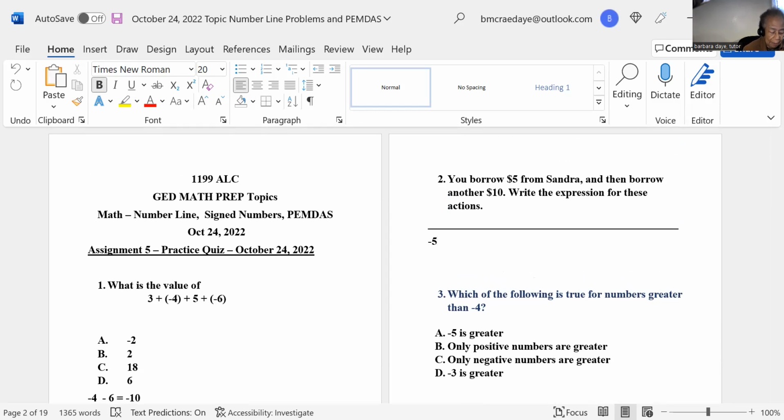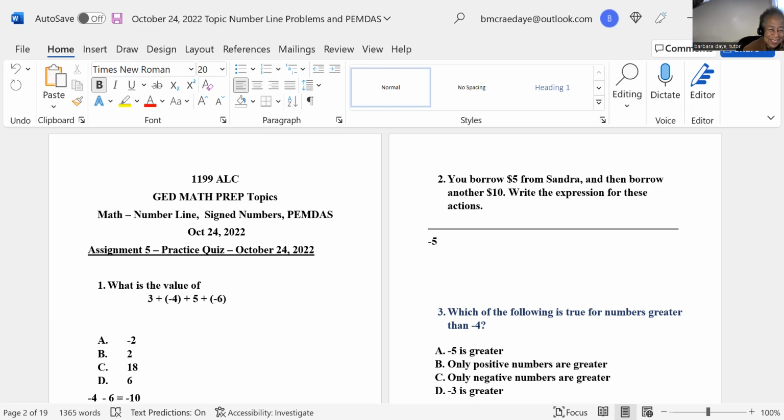Yeah. Now you borrow another 10. What would that be? How would you represent the $10 you borrowed? Oh yeah, another borrow. I forgot. So that would be what? +10 or -10? A minus 10. Yes. So I gave -5 and -10.